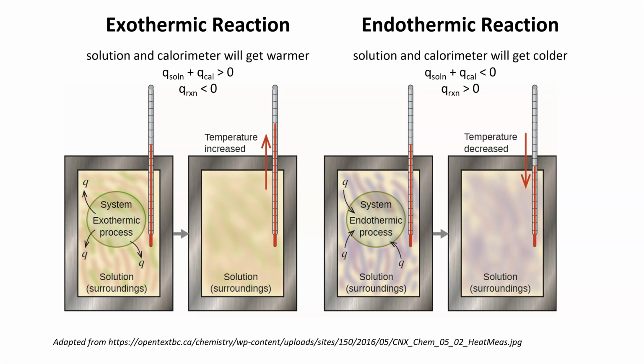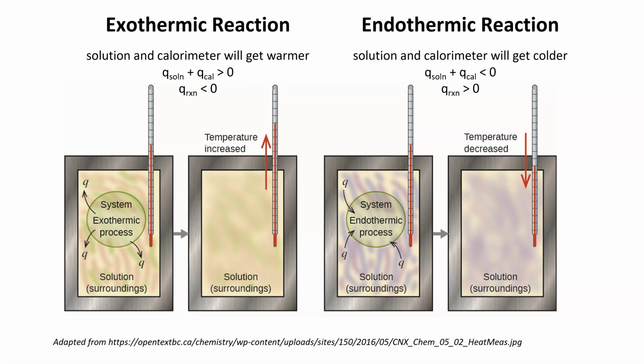Of course, the calorimeter is there as well. In many cases, however, we assume that the calorimeter is a perfect observer, that it is not involved in this. So sometimes we will ignore the heat that the calorimeter is either absorbing or releasing in the case of an endothermic one. We're going to assume that our calorimeter is perfect. In that case, the heat from our calorimeter, Q for the calorimeter, would be 0.